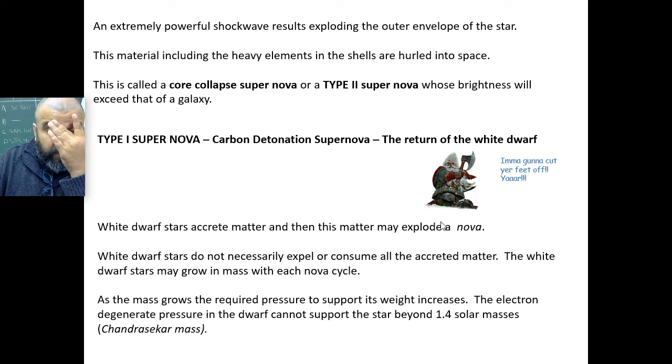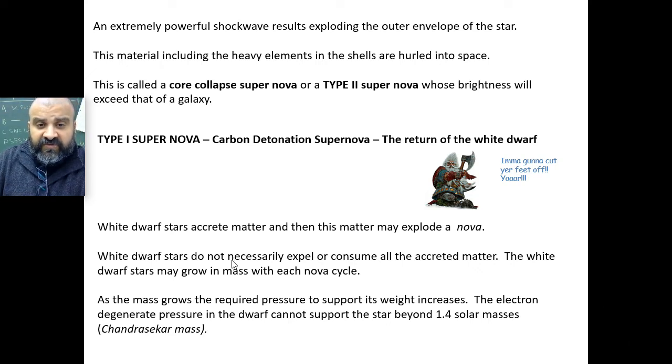A white dwarf star has such intense gravity, it's so incredibly dense. There's so much matter compacted into a small area. It's going to have very strong gravity, and it can start pulling a star apart or pulling gases off a star and building up matter around the white dwarf.